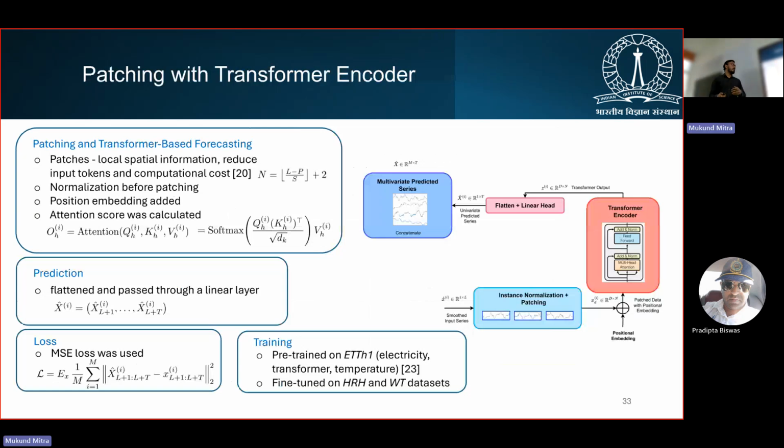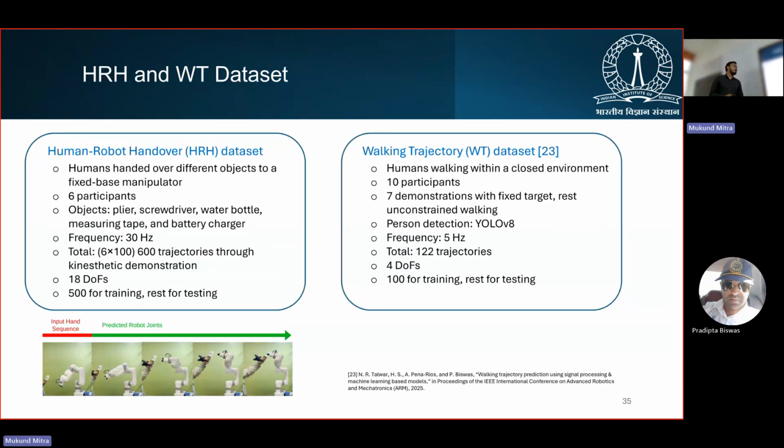Different objects to a fixed space manipulator, and we collected data from 6 participants with different objects like plier, screwdriver, water bottle, with tape, battery, charger, etc. And we recorded the data at 30 Hz frequency. Each participant was asked to demonstrate 100 trajectories through kinesthetic demonstrations. And there were total 18 degrees of freedom, like 6 for hand motion, XYZ roll pitch yaw, 6 for robot task space, and 6 for robot joint space. So total 18 degrees of freedom, and 500 data were used for training and the rest for testing.